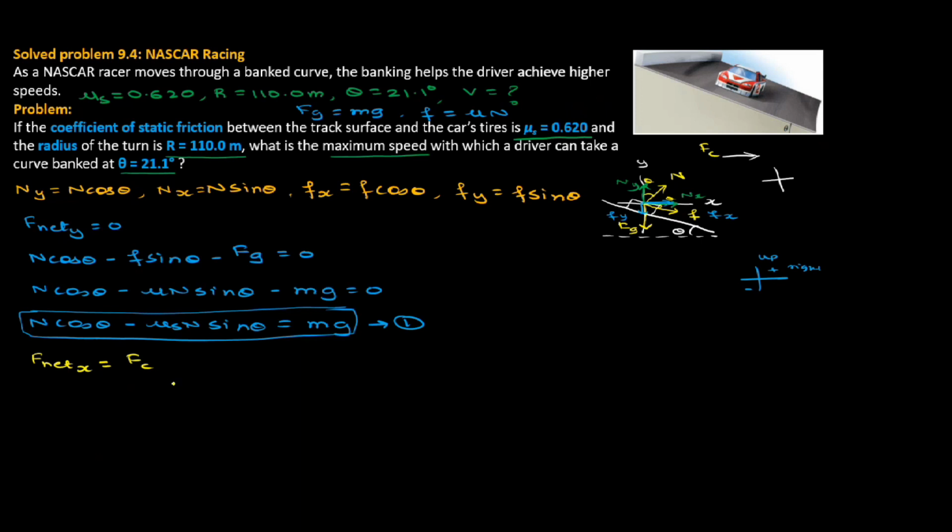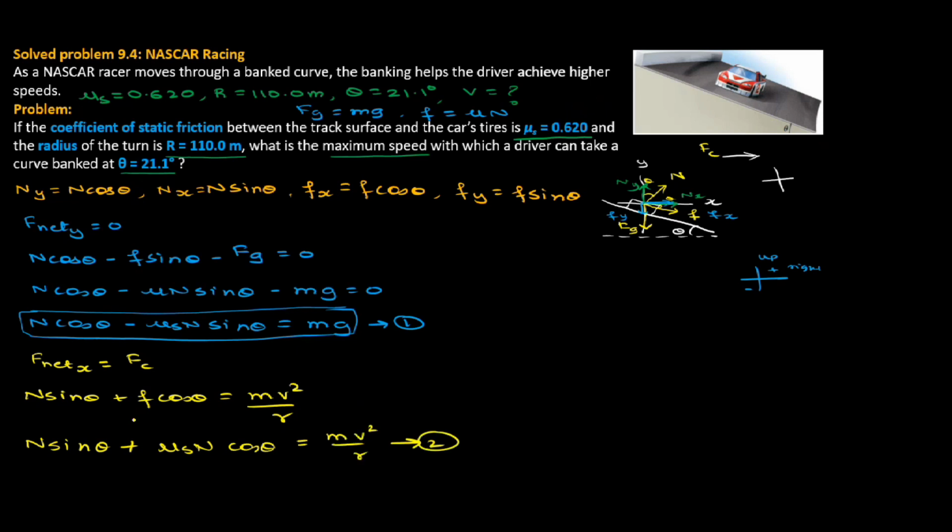Along the x-axis, we have the x component of the normal force and the x component of friction. And we write that N sine theta plus F cosine theta is equal to the centripetal force, which is m v squared over r. Again, for the force of friction, I'm going to write it in terms of the normal force: mu s N cosine theta, which is equal to m v squared over r. This is my equation 2.